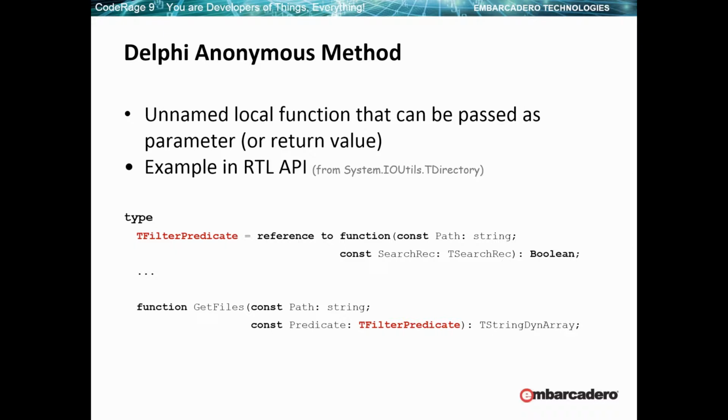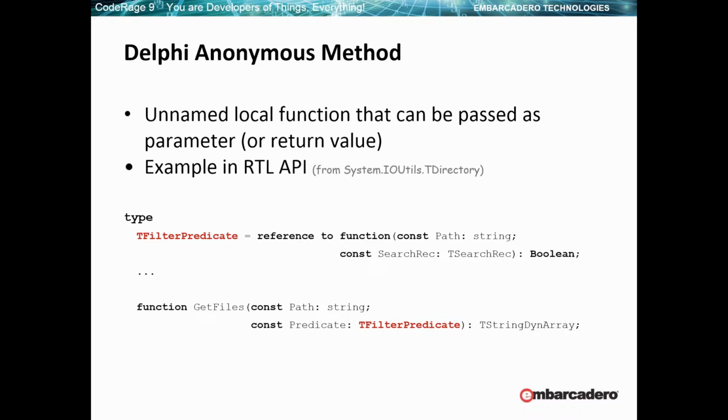I want to talk about another feature of the Delphi language that's been around actually, I think, since Delphi 2009. Anonymous methods were added back then, probably around the same time we added generics. But it wasn't pervasive throughout the framework, but now it's become very pervasive. FMX uses it, the RTL uses it. And so what is it? It's a local function. It's an unnamed local function that you can pass as a parameter, as a return value.